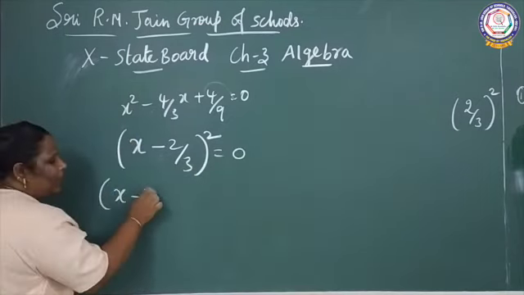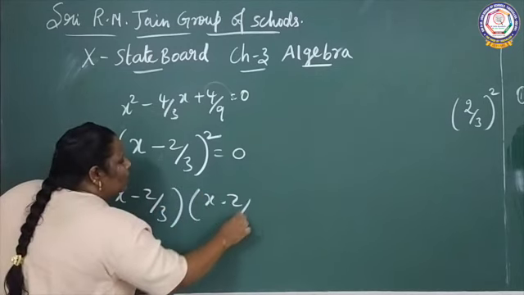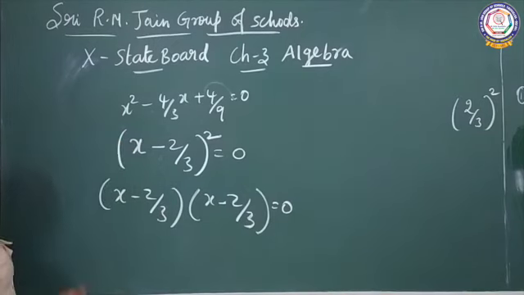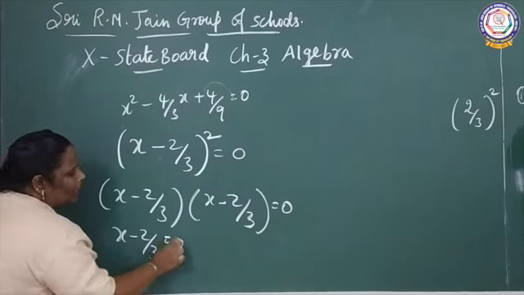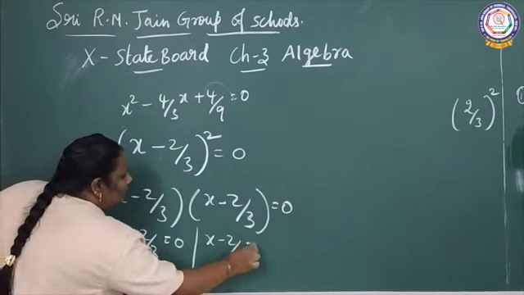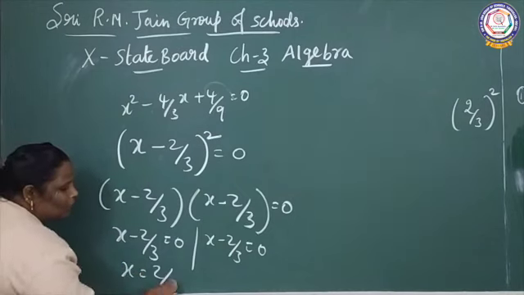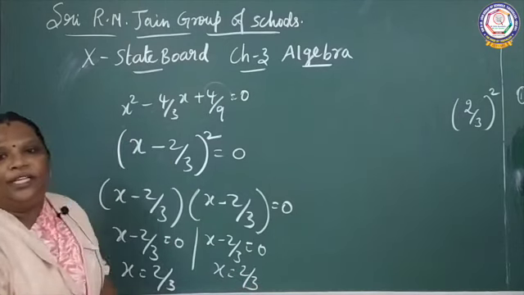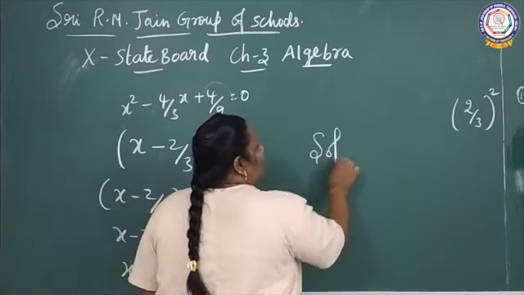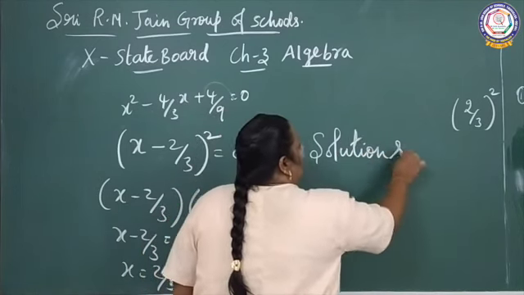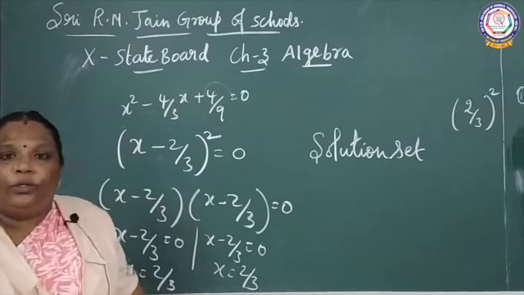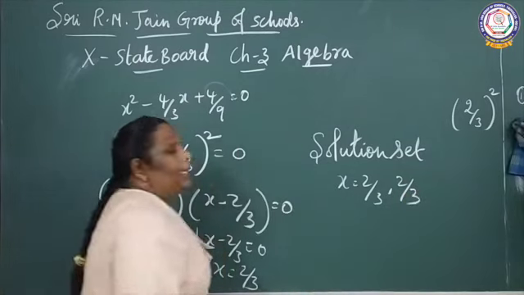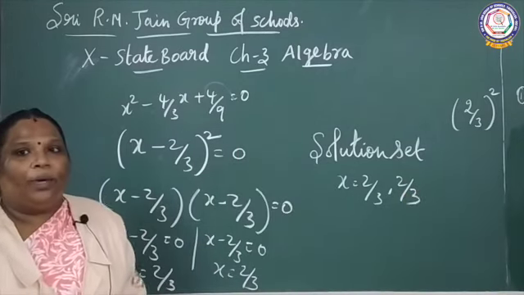Now I split the term: x minus 2 by 3 into x minus 2 by 3 equal to 0. What is the value of x? x minus 2 by 3 equal to 0, so x equal to 2 by 3. The solution set is x value is 2 by 3 comma 2 by 3.